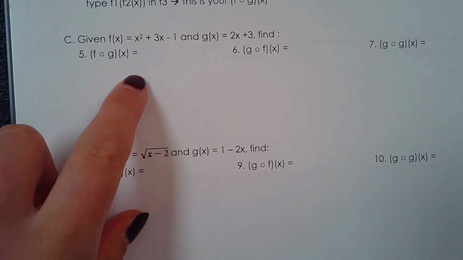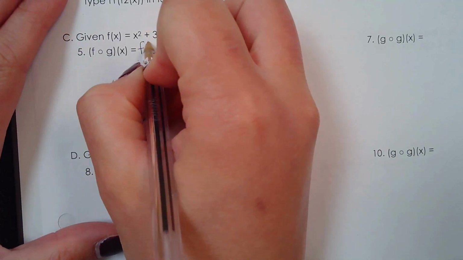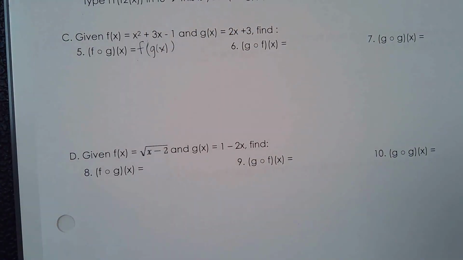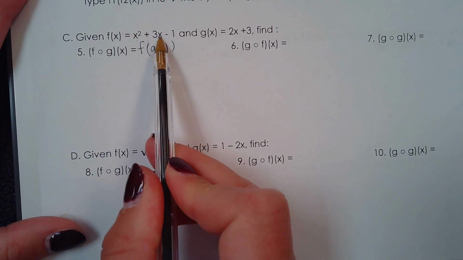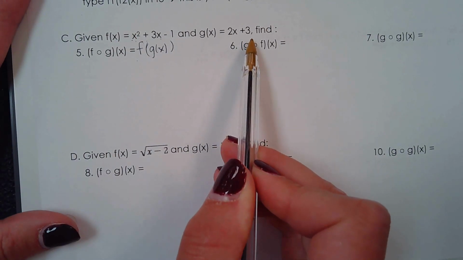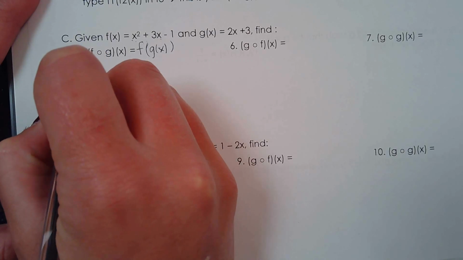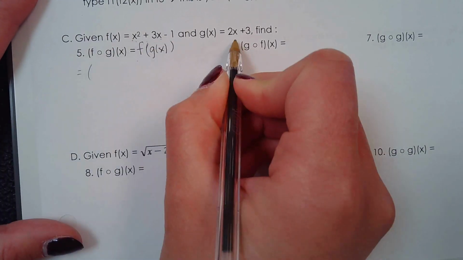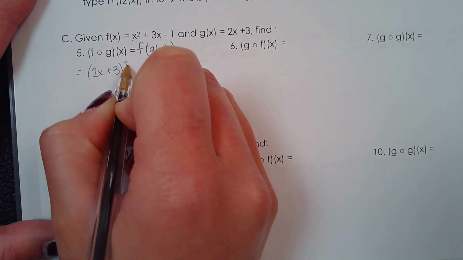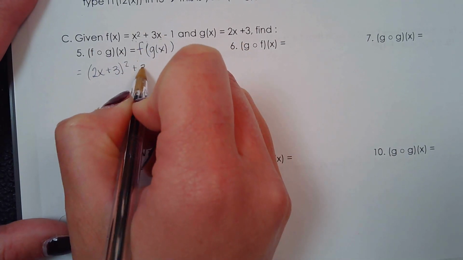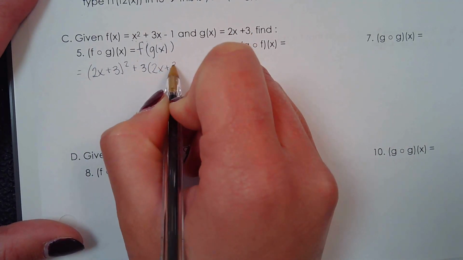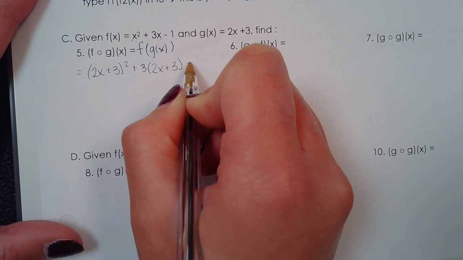If it says f of g, that means you're going to take your g function and plug it into the f function. So everywhere that we've got an x here, we're replacing it with 2x plus 3. Okay? So I'm just going to say equals, and then instead of x squared, we're going to have 2x plus 3 squared plus 3x. But again, instead of x, we're plugging in that g function, which was 2x plus 3. And then we had a minus 1 at the end.